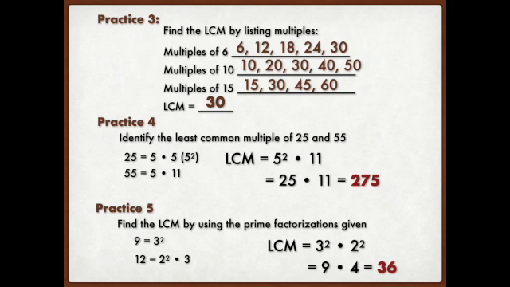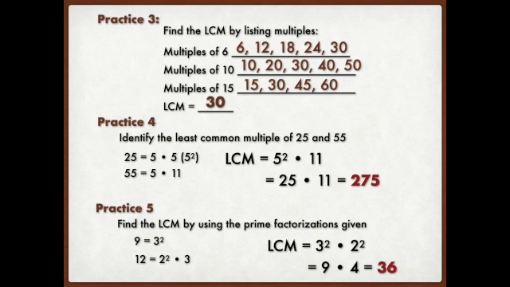So for practice 4 and 5, this gets a little trickier. This is why it's important to follow the rules on the previous slides dealing with prime factorization. So first I'm going to take 25 and 55 and do the prime factorization for them. So 25 is 5 and 5, and 55 is 5 and 11.